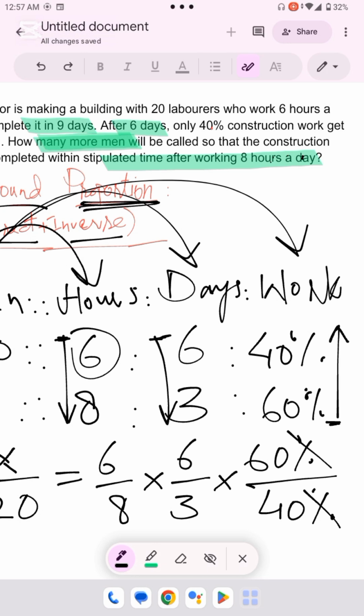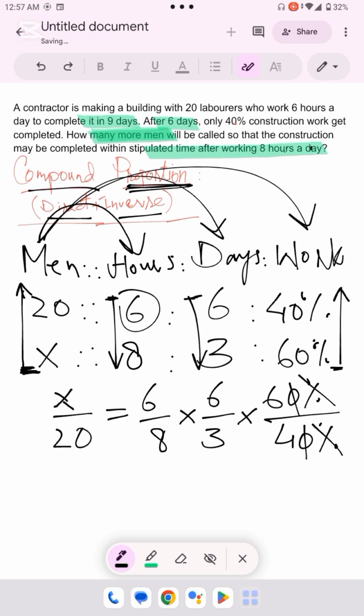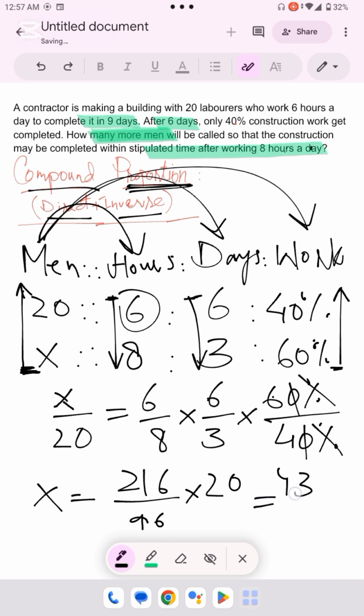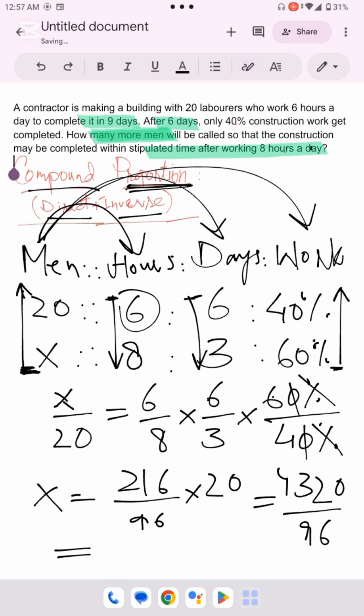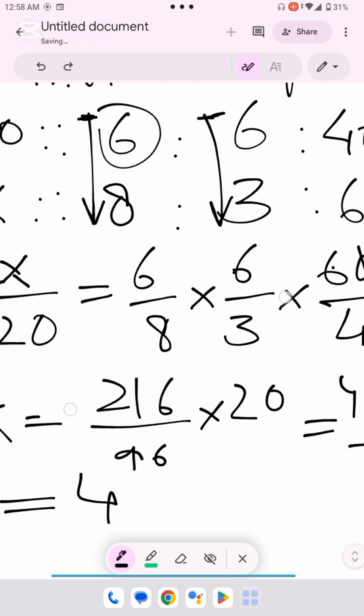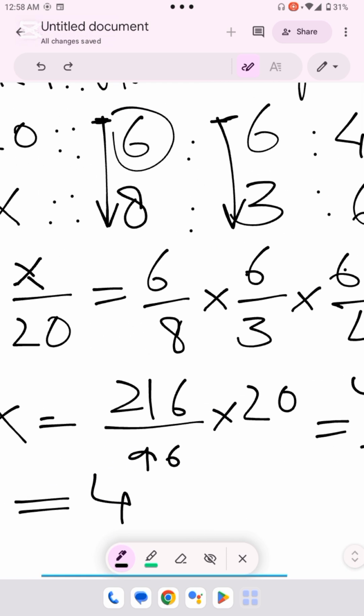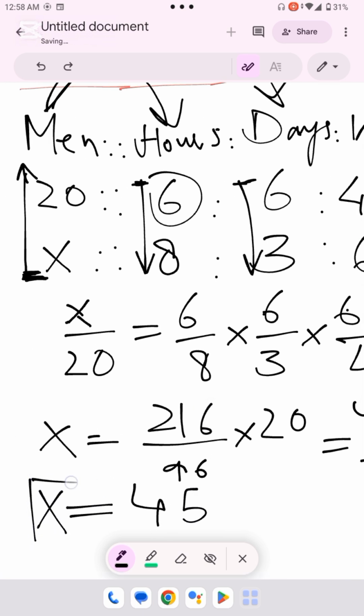All right, 0 will cancel with this 0, and you can calculate x would be equal to 6 times 6 times 6, that is 216, and 8 times 3 times 4 is 96, times 20, so it would be 4320 over 96. If you calculate it, 96 times 5 is 480, so you get x equal to 45. That means 45 total men will be required to complete the task.